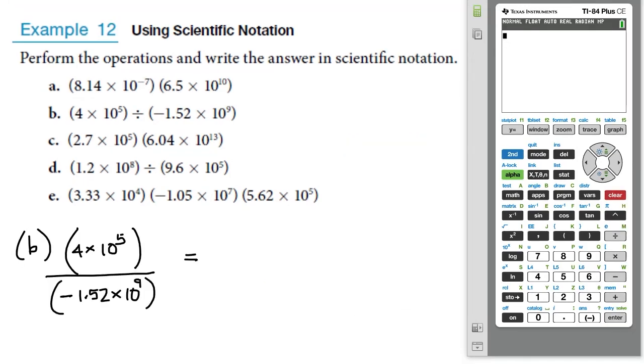In part B, we have 4 times 10 to the power 5 divided by negative 1.52 times 10 to the power 9. So I'm going to start off with 4 divided by negative 1.52, and that will give me negative 2.631, and I'm just going to round off here. So instead of 5, I'm going to round that off to 6. So really I should make those the curly symbols, times, and then I have 10 to the power 5 subtract 9. So this is negative 4, and this is actually already in scientific notation. Just note that I didn't write down all the decimals here.